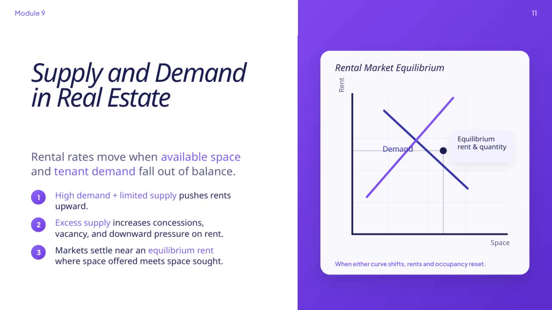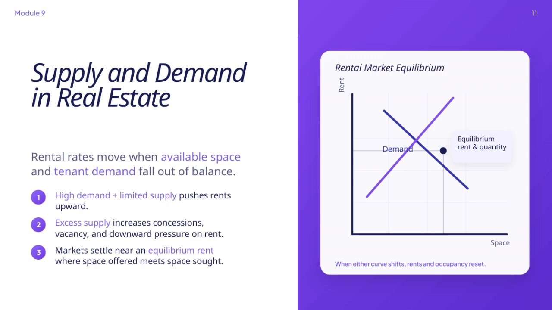Let's talk about how supply and demand affect rental rates in real estate. Rental rates tend to fluctuate when the amount of available space and the demand from tenants get out of balance. When demand is high but supply is limited, rents naturally push upward because more people are competing for fewer spaces. On the other hand, if there's too much supply and not enough demand, landlords might offer concessions or lower rents, and vacancy rates can rise.